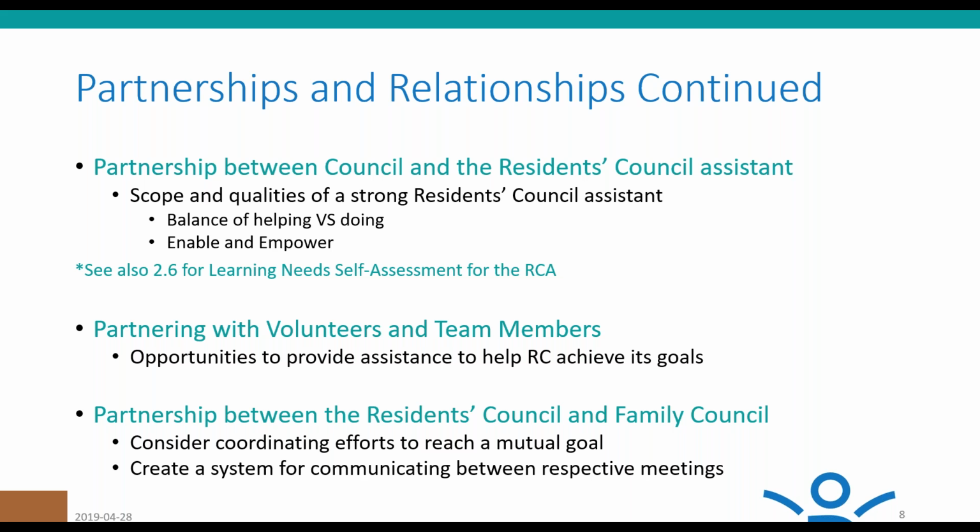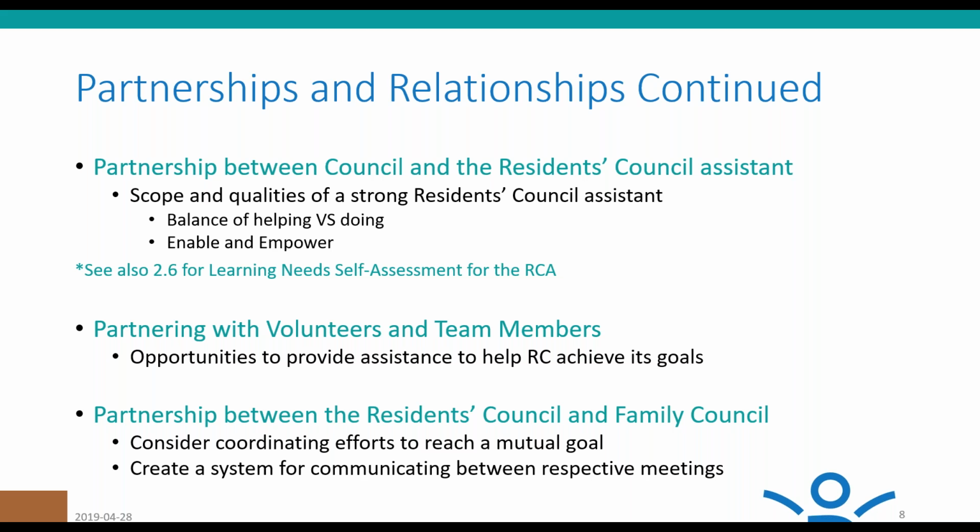In this same subsection, we also look at partnering with volunteers and team members. And we look at some of the opportunities that people in these roles may provide assistance to help residents council achieve their goals. We also talk about partnerships between the residence council and the family council, which is another very important relationship. We ask you to consider coordinating efforts between the two councils to work to reach a mutual goal.